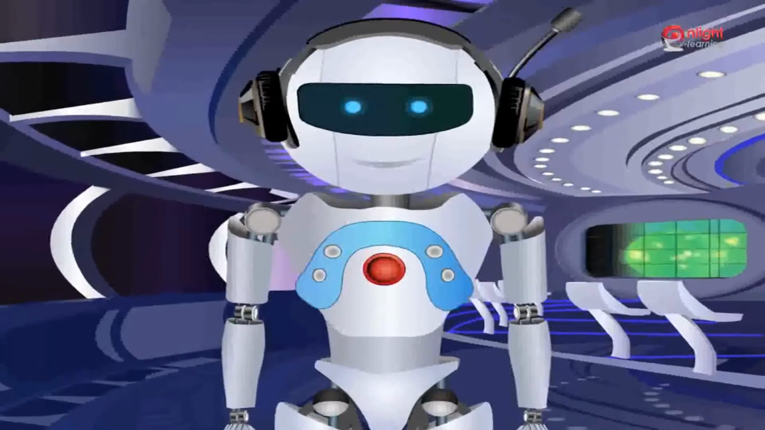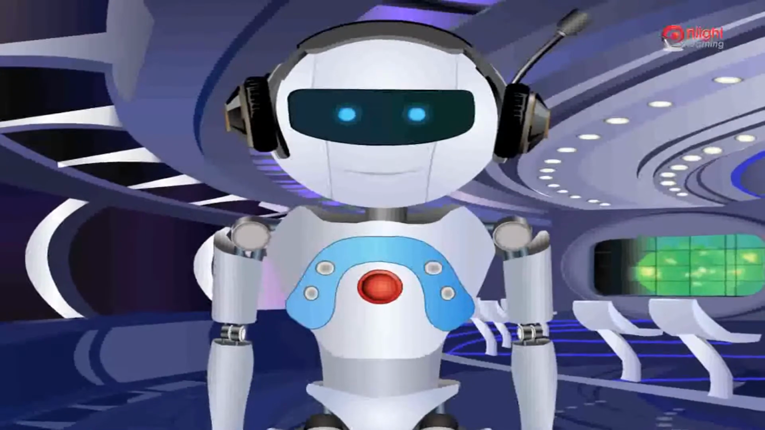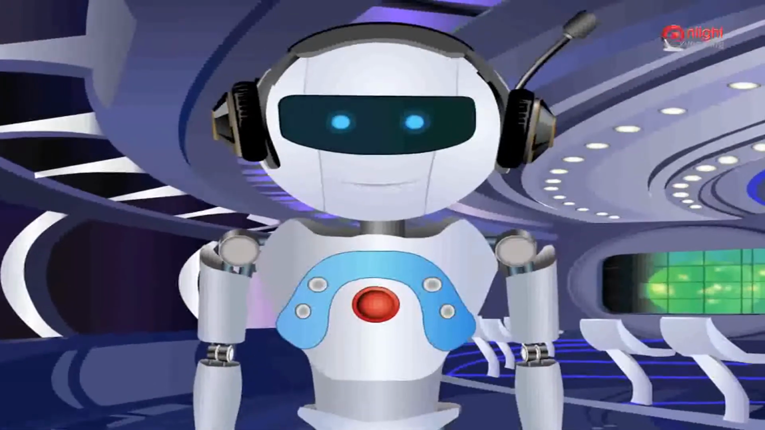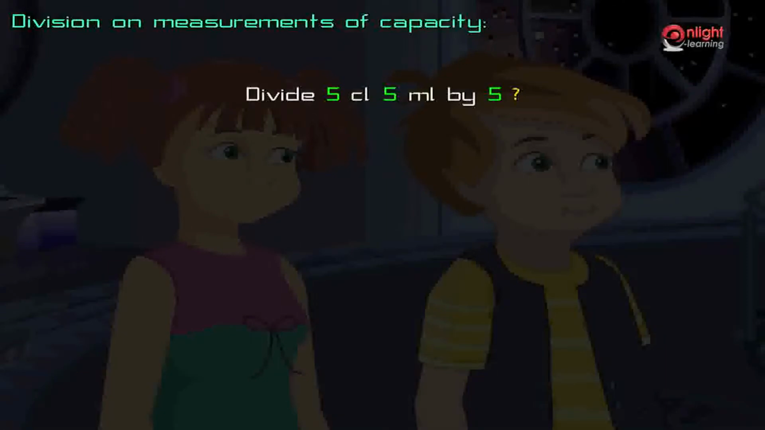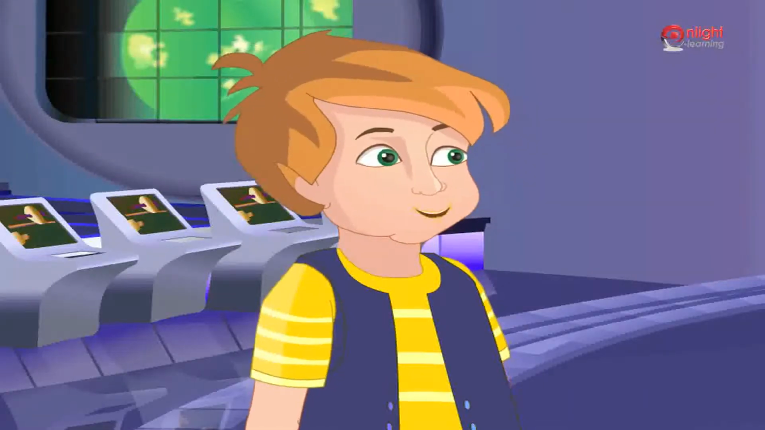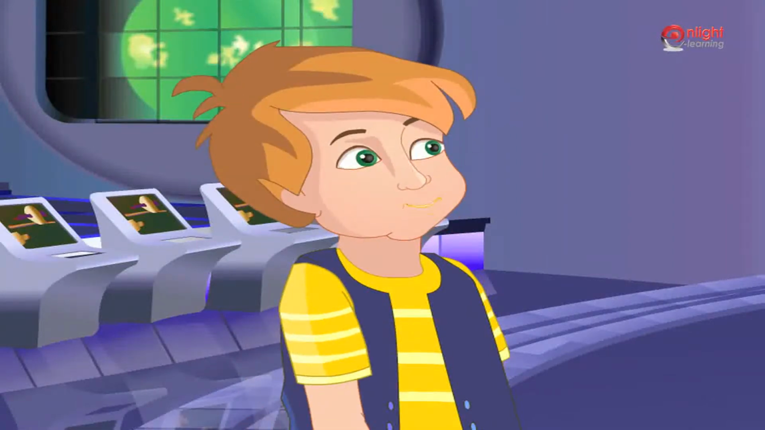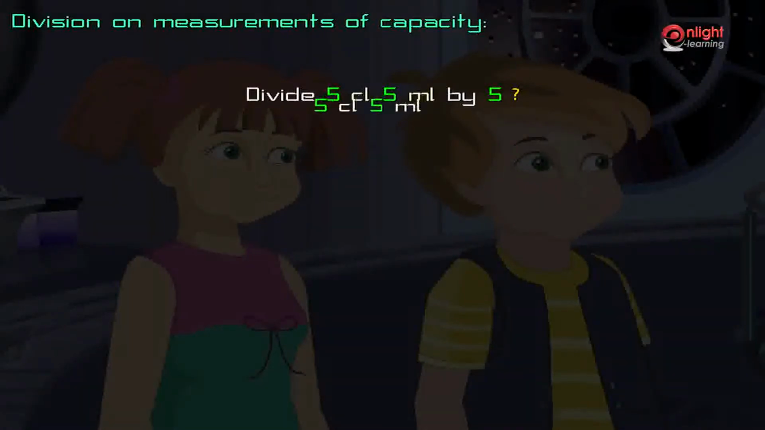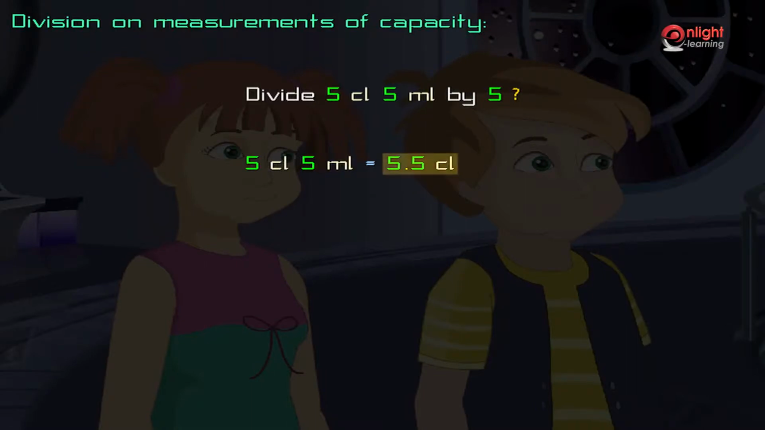Why don't you solve some problems to understand this concept better? Akash, divide 5 centiliter 5 milliliter by 5. Solving by expressing quantities in common unit, we shall express all the quantities in centiliters. Hence, 5 centiliter 5 milliliter becomes 5.5 centiliters. Since now they are in the same units, we can divide them. 5.5 divided by 5 is equal to 1.1 centiliters.